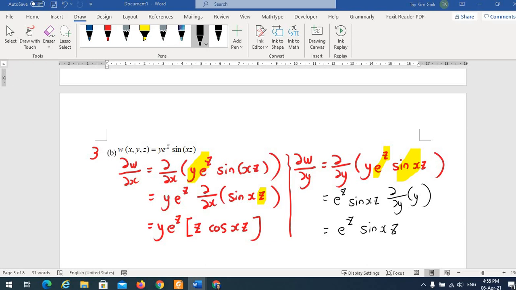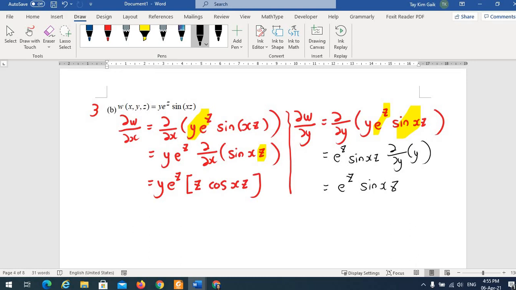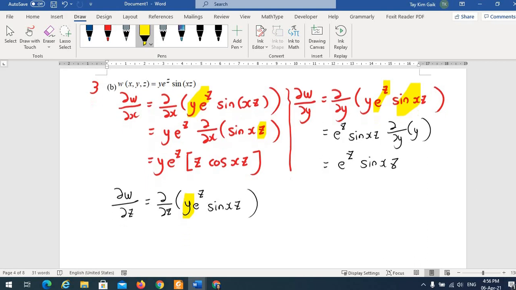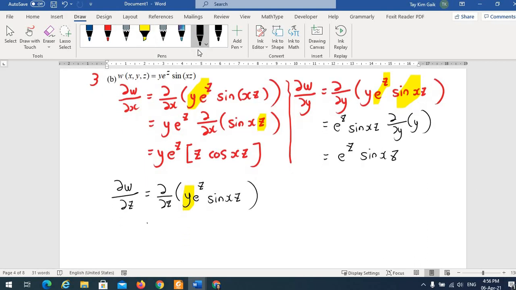Later on for del w del z. Del w del z will be del del z of y exponent z sin xz. So when delta z, y is constant, this exponent z is a function of z, and this one is also a function of z. So you can only factor out y. So you got y delta z.